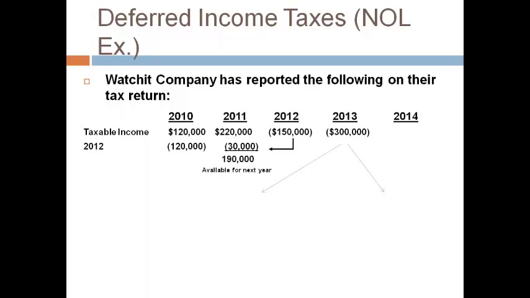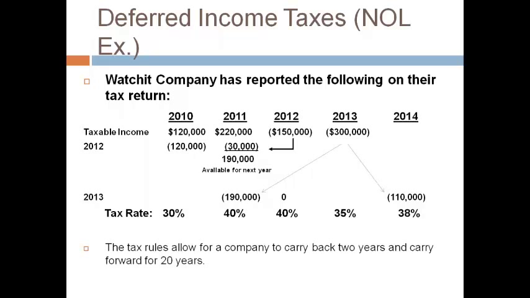Income of $190,000 from 2011 is still available to be offset by any 2013 loss. The company incurs a loss of $300,000 in 2013 and elects to carry back the $190,000 to take advantage of the higher tax rate in the future. The difference of $110,000 is a carry forward. The tax rules allow for a company to carry back 2 years and then carry forward for 20 years.